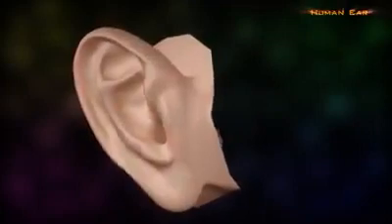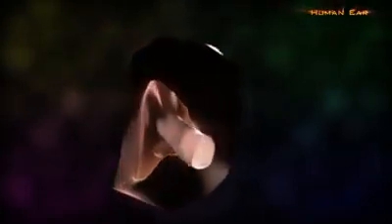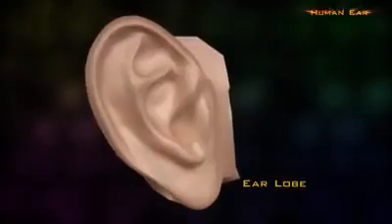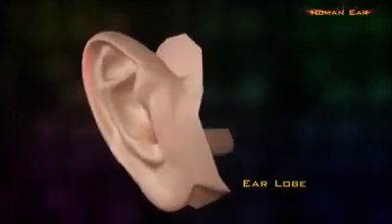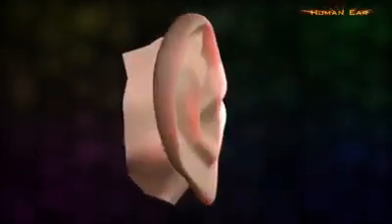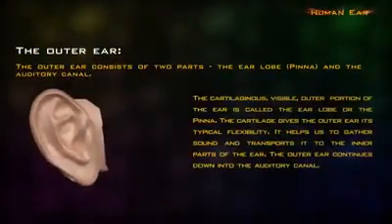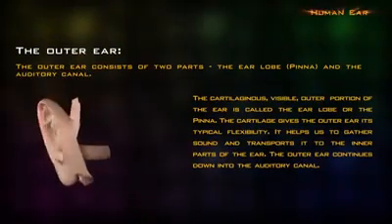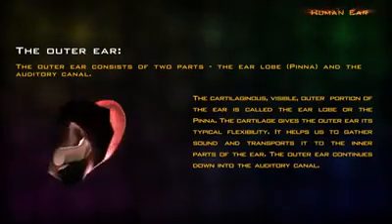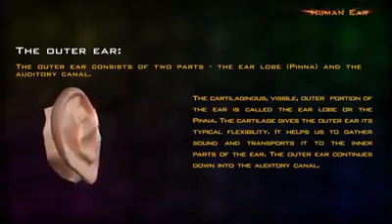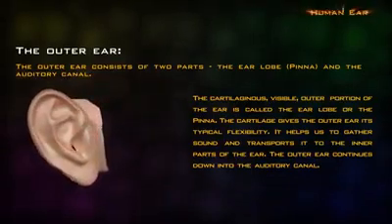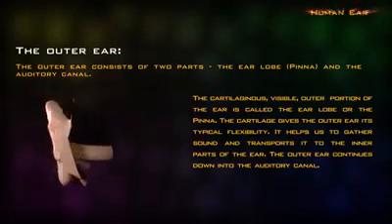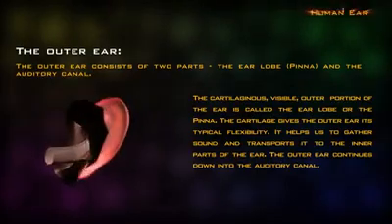The outer ear. Physiology. The outer ear consists of two parts, the earlobe or pinna and the auditory canal. The cartilaginous visible outer portion of the ear is called the earlobe or the pinna. The cartilage gives the outer ear its typical flexibility. It helps us to gather sound and transports the sound to the inner parts of the ear.